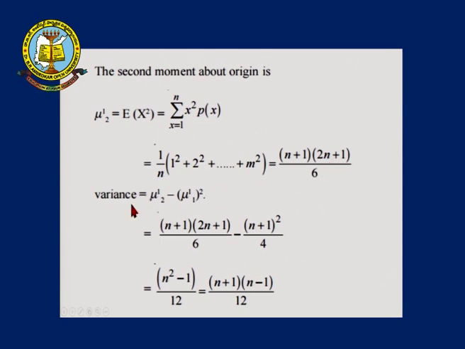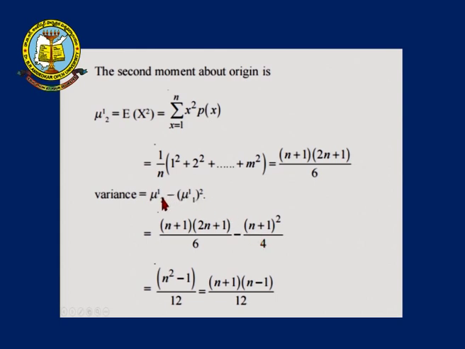Therefore, variance. You know the variance formula. What is the variance formula? Variance is equal to mu 2 dash minus mu 1 dash whole square. Okay. So, now we have already found the mu 1 dash value and mu 2 dash value. What is the mu 2 dash value? N plus 1 of 2n plus 1 by 6. What is the mu 1 dash value? N plus 1 by 2.